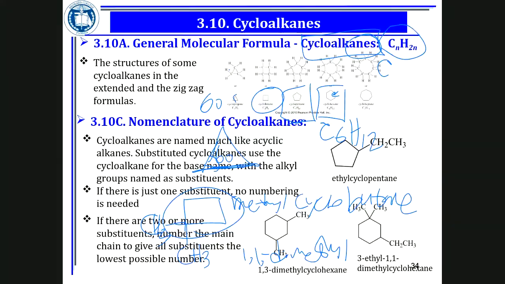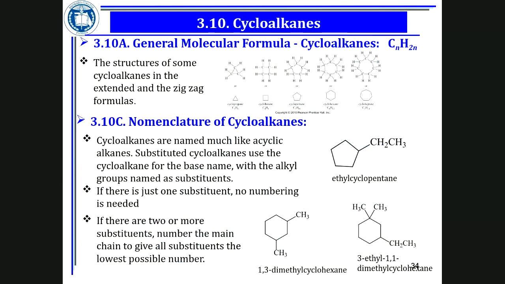Now, if you have cyclohexane here, you take one of these carbons as carbon 1, and then you have to number the rest of the carbons. Which one would take carbon 1? If it's an alkyl branch, the one that is the alkyl branch takes carbon 1.